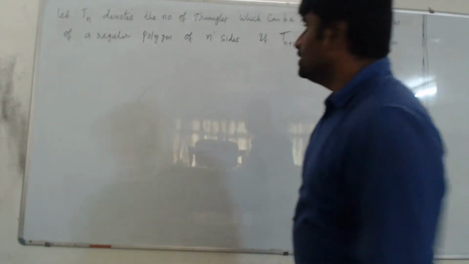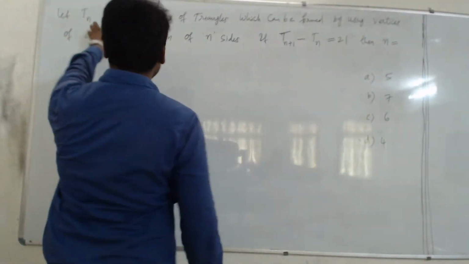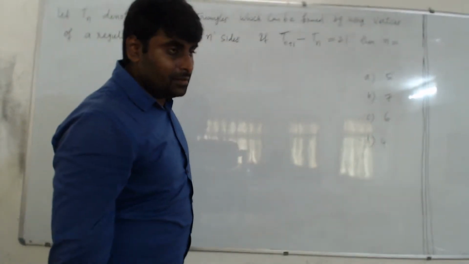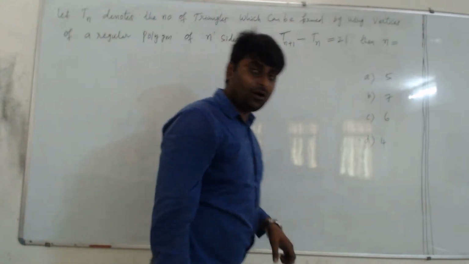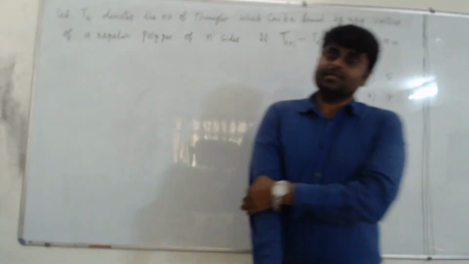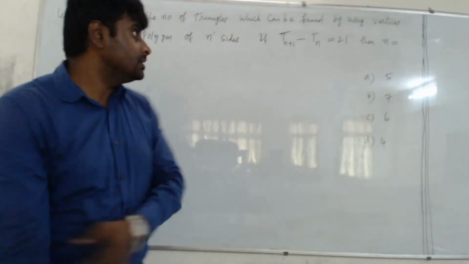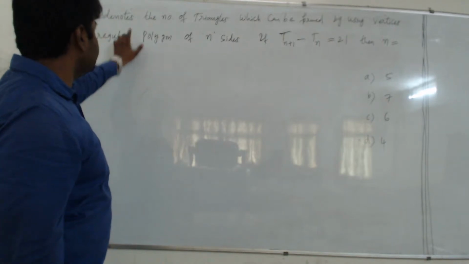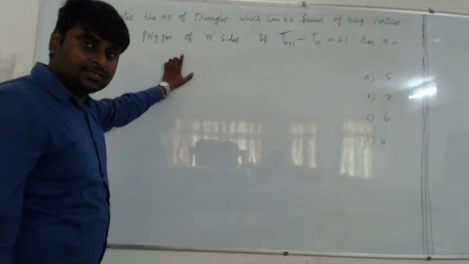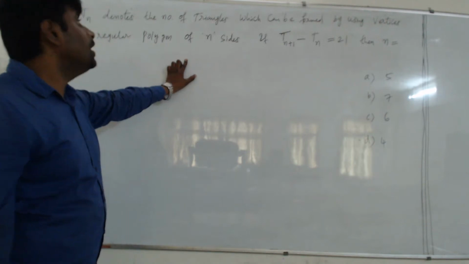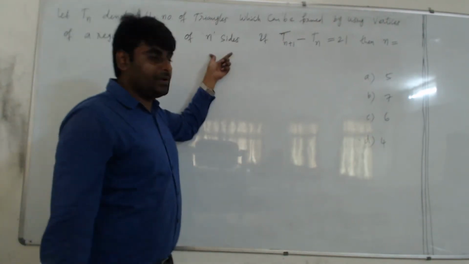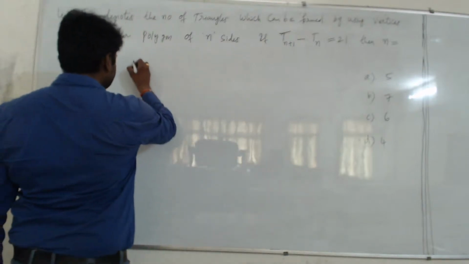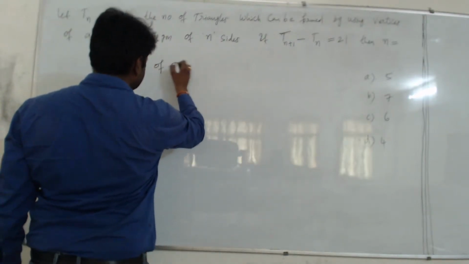See here, a direct question, Tn denotes the number of triangles which can be formed by using vertices of a regular polygon of n sides. Okay, so n sides means n vertices. Now, what is the formula for number of triangles by joining n different vertices? First of all, we'll take the formula for number of triangles.